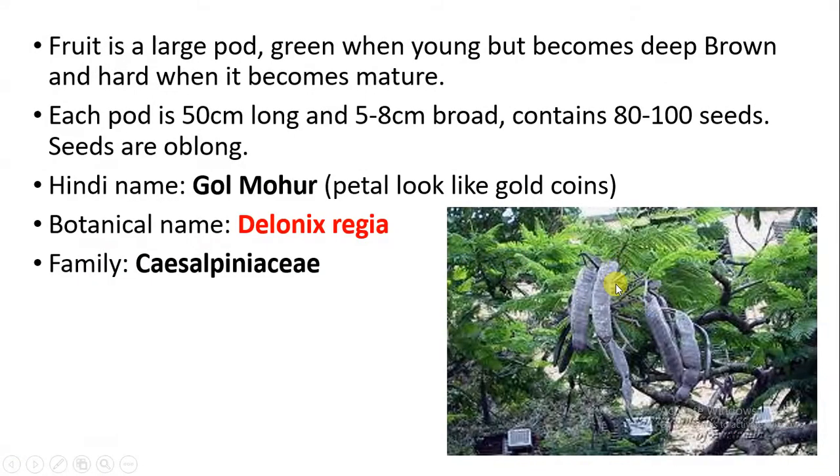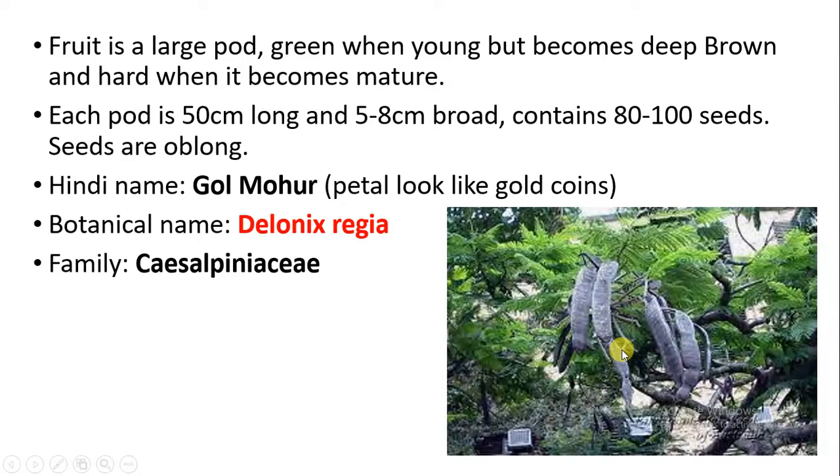Fruits are large pods, green when young but becoming deep brown and hard when mature. Each pod is 50 centimeters long and 5 to 8 centimeters broad, contains about 80 to 100 seeds inside, and the seeds are also oblong in shape.